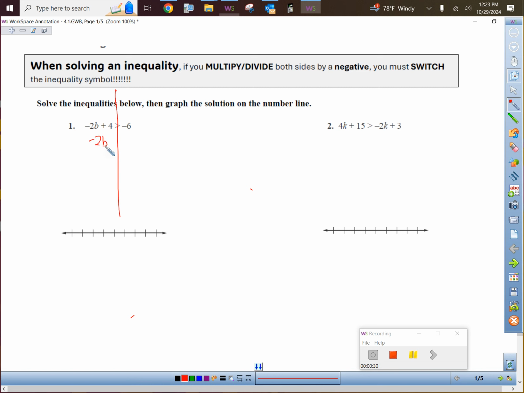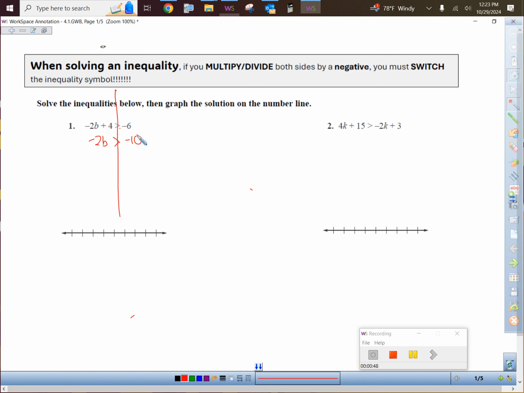I got a question for you. Should the symbol switch? The symbol is a greater than. The symbol switches if you multiply or divide both sides by a negative. I am subtracting 4. Should I switch the symbol? No. So he is still a greater than, and then negative 6 take away 4 is negative 10. Are we okay with that first move?